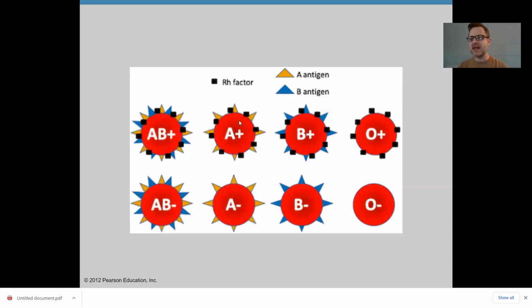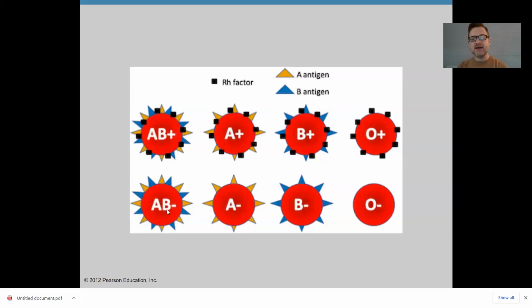So look at A positive. What can A positive not receive? A positive cannot receive anything with B. So an A positive cannot receive AB positive, AB negative, B positive, B negative. If it has a B, you can't receive it.